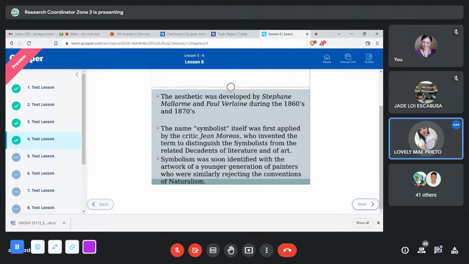Okay, let's continue. Symbolism was soon identified as the artwork of a younger generation of painters who were rejecting the conventions of naturalism. So, si symbolism ang kontra sa naturalism or naturalistic point of view. Bakit? Naturally speaking, ang ginapakita aning mga naturalistic painters or artists is the nature itself. Okay? Following the umbrella of realism. Kung unsay nakita ni mo dira, mao na gina siya. Because naturally, mao man gid na. However, symbolistic point of view do not do that, or that is not more of manner niya.